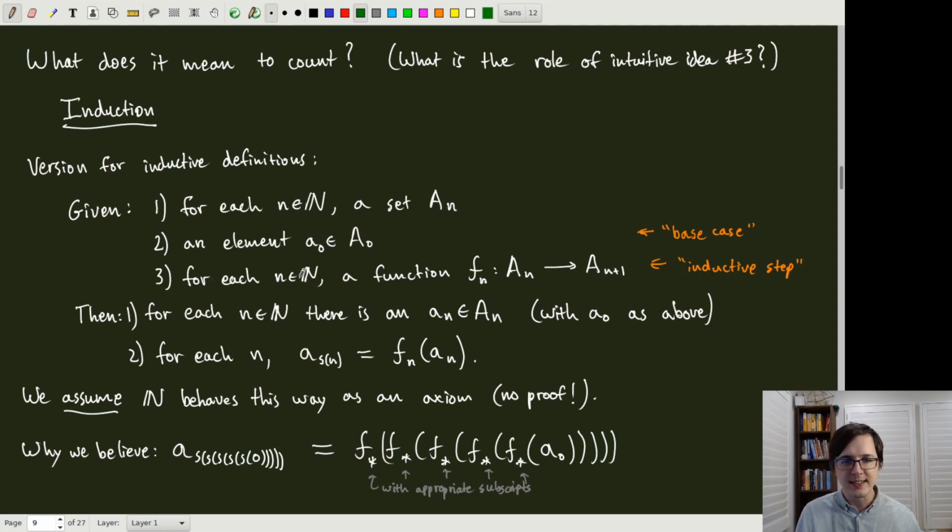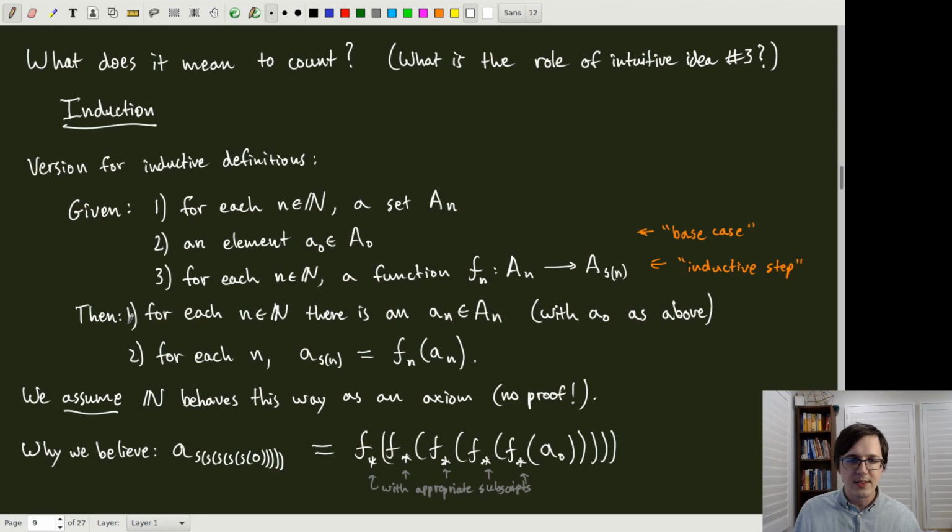And then for each natural number, we want to have some function that takes elements of the An set to the next set up. So in some ways, this is like the successor function. It's the thing that, given something in level n, or like the nth set, will give us something in the successor set. And maybe to make this more in line with what I said before, let's write that as S of n. So this is known as the inductive step in a proof.